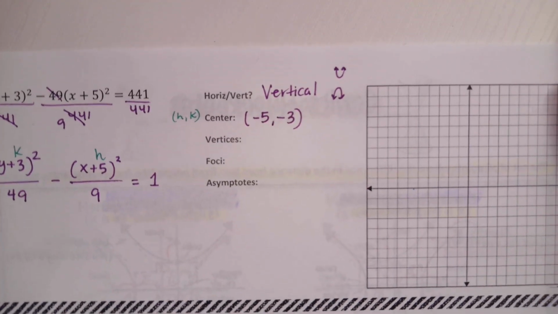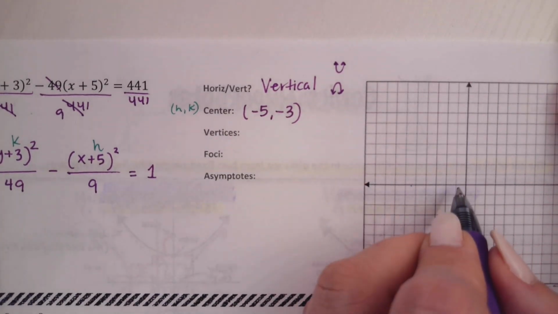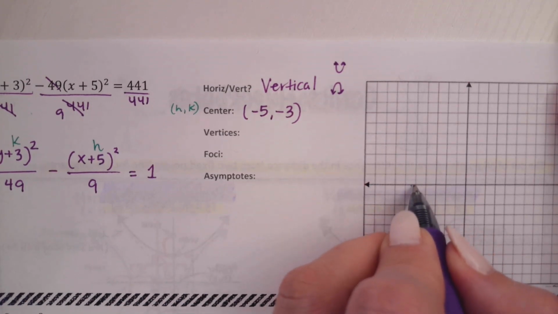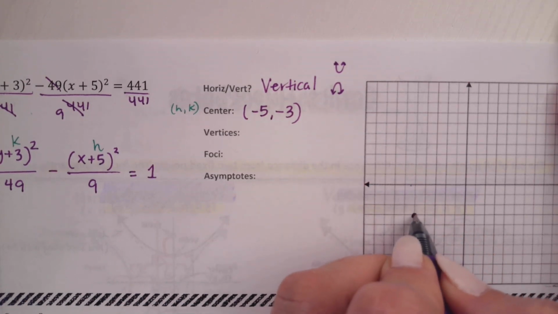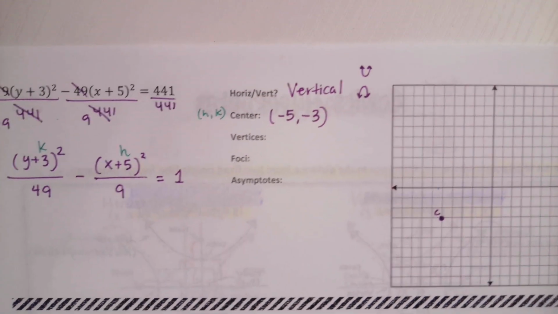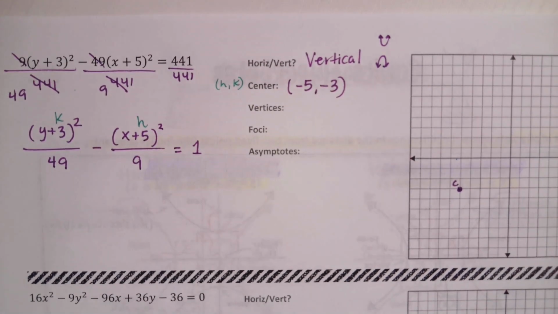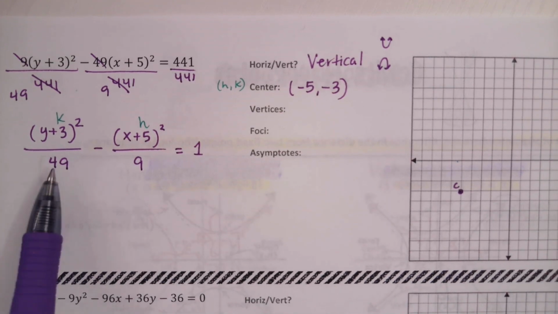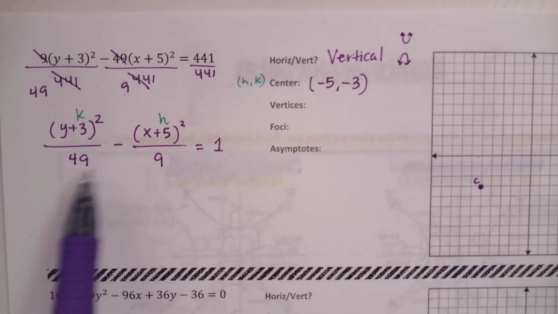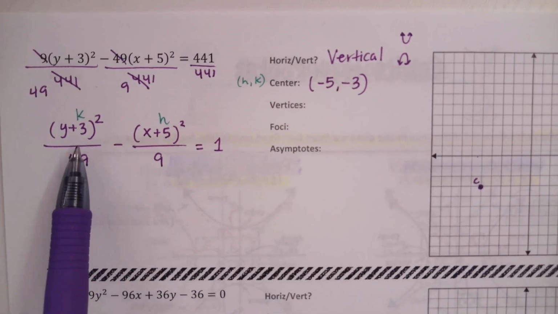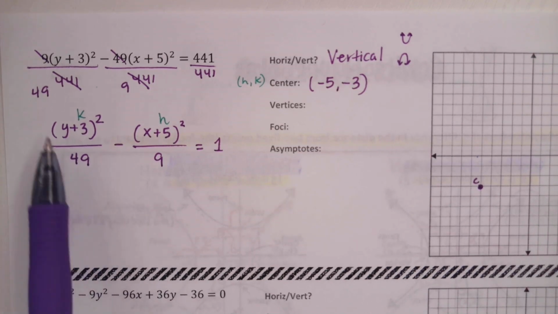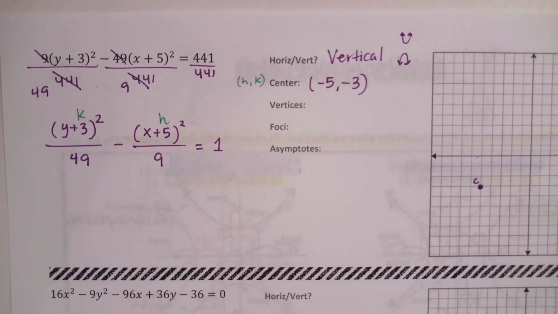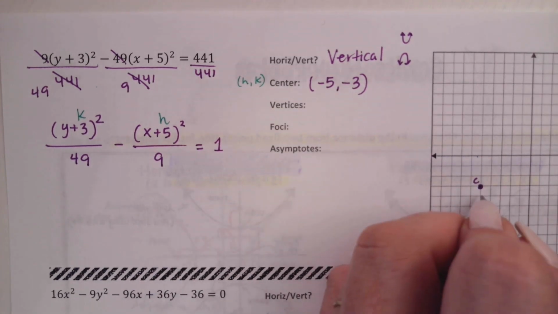Okay, I'm going to go ahead and plot the center at (-5, -3). There it is. And we're going to find points that are on the center box now by using these two denominators. So I'm going to use the square root of 49, which is a 7, and we'll count 7 in the y direction from the center. So 7 up and 7 down from the center.